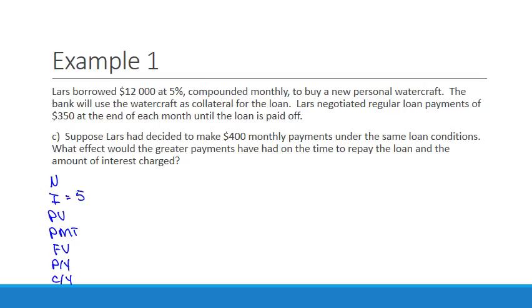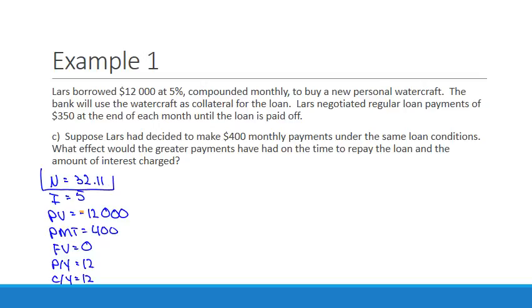So interest is still 5%. He's still taking a loan out for $12,000. Remember, notice that I am making that negative, make that stand out a bit. The payment is now $400. Future value will be 0 because we're paying this thing off, so that's why that's 0. It's still monthly payments, and it's still compounding 12 times a year. All right, so plug that into my calculator, and I get 32.11.